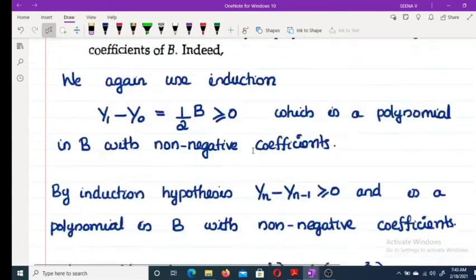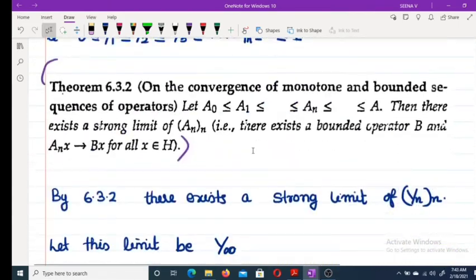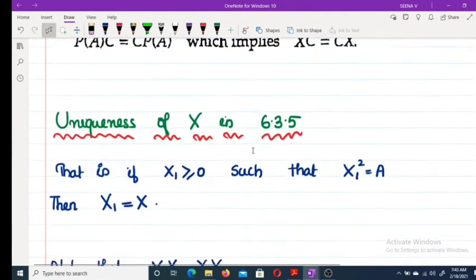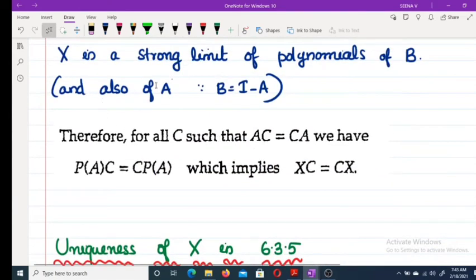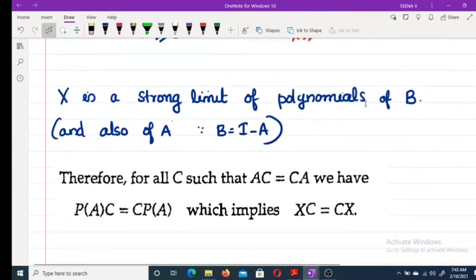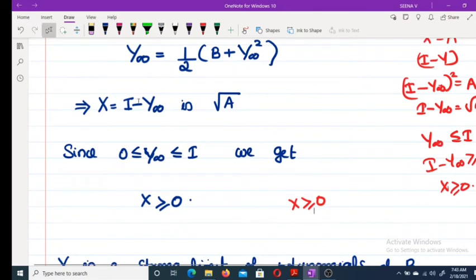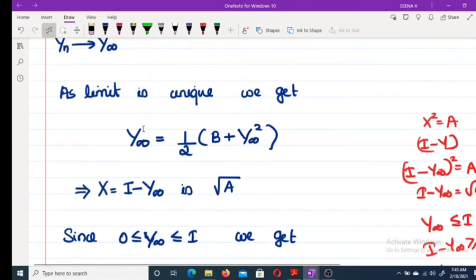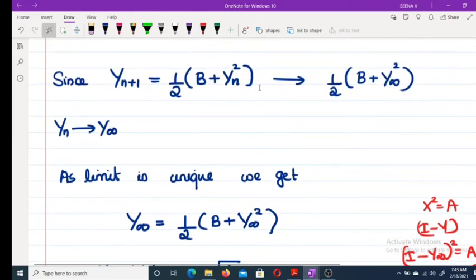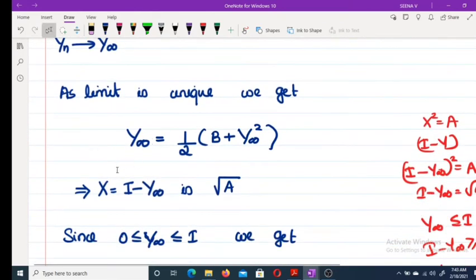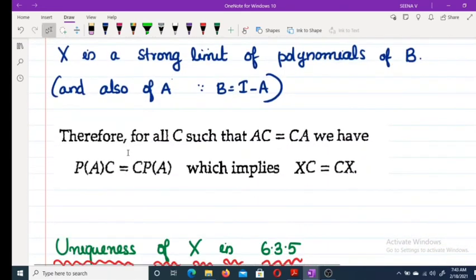So what we get? We get x is a strong limit of all polynomials of b, because x is I − y infinity. What is y infinity? Y infinity consists of all polynomials in b. So this is also a polynomial in b.